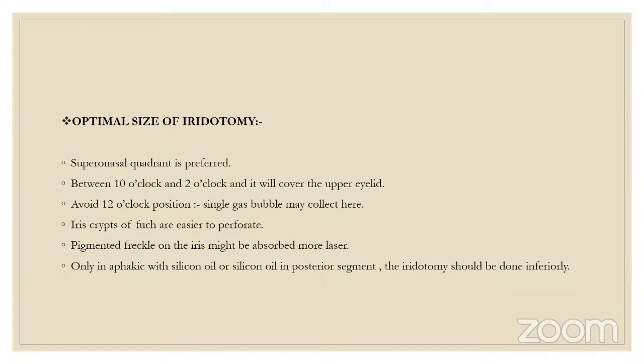For the optimal site of the iridotomy, the supranasal quadrant between 10 to 2 o'clock is preferred, as it will be covered by the upper eyelid. Avoid the 12 o'clock position, as a single gas bubble may collect here, and iris strips are easy to perforate, and pigmented crypts on the iris might absorb more laser. Only in aphakic eyes with silicone oil, or silicone oil in the posterior chamber, should the iridectomy be done in the inferior part.